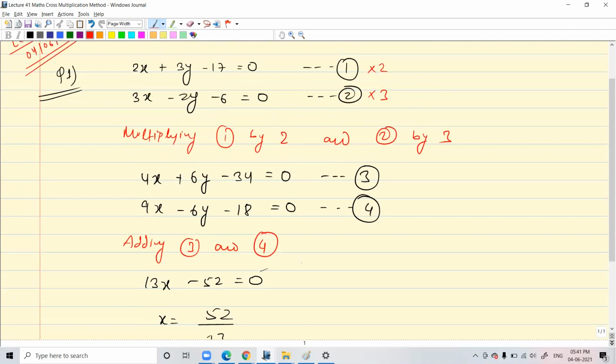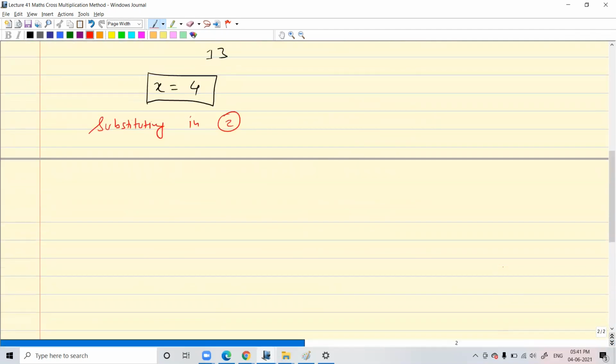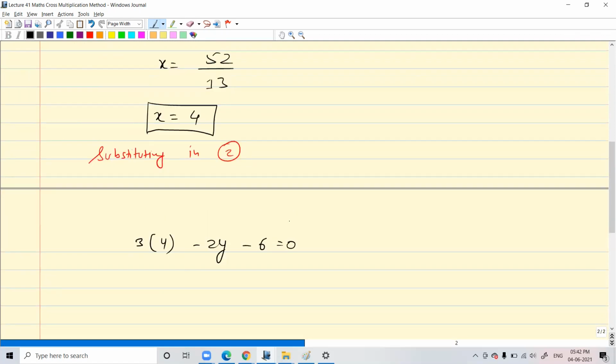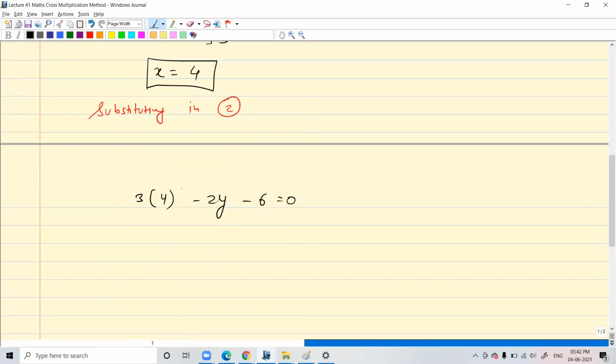What is the second equation? 3x minus 2y minus 6. So this, it was 3x. So in place of x, I'm going to write 4 minus 2y minus 6 is equal to 0. This is what it was, right? Yeah. Now I need to find the y value.